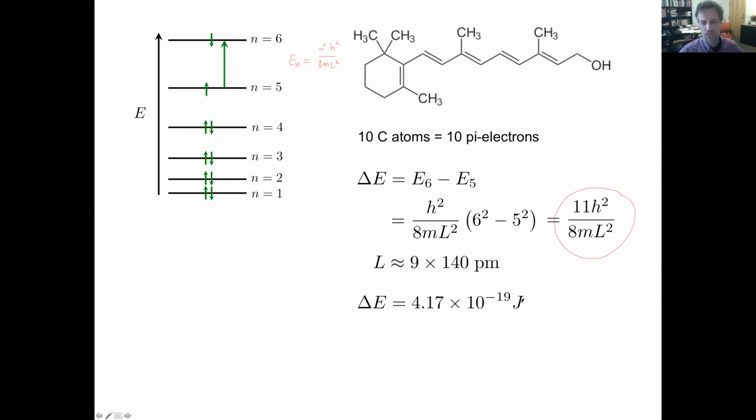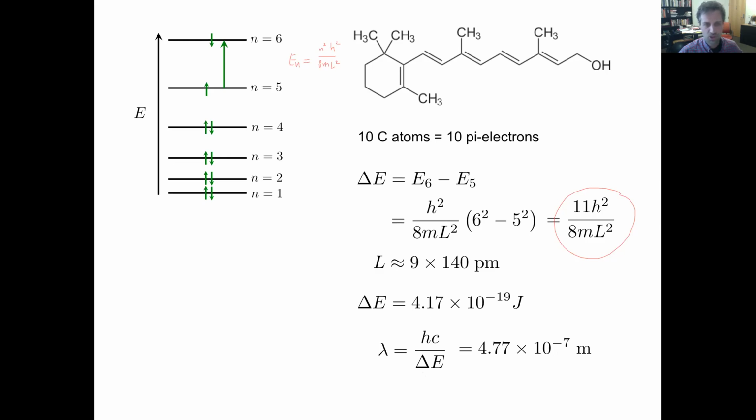Now, the big question is, does it make any sense at all? How true is this model? Well, we can compare, of course, the result with the actual transition energy because the absorption spectrum of retinol is known. So I can convert this to wavelength. That's an easy calculation. H times C divided by the energy gives me a predicted absorption wavelength of 477 nanometers. So 4.77 times 10 to the minus 7 meters is 477 nanometers.